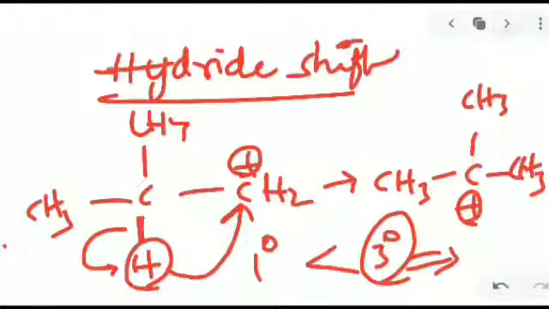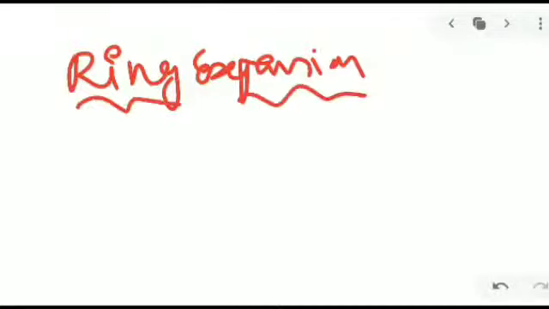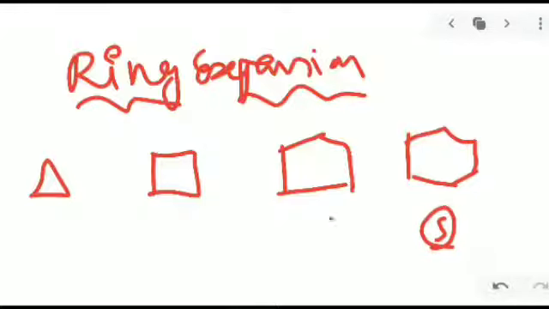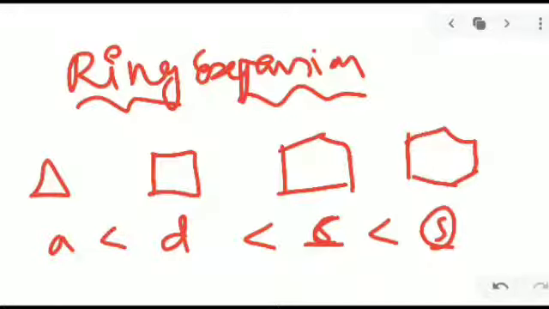Again, in the last class we discussed ring expansion. In ring expansion, what happens is a small ring becomes a larger ring, like cyclopropane to cyclobutane, cyclobutane to cyclopentane, and cyclopentane to cyclohexane. But here one thing is that this is very stable, okay, than this. I am indicating like this. This is more stable than this, which is more stable than this, cyclopropane.